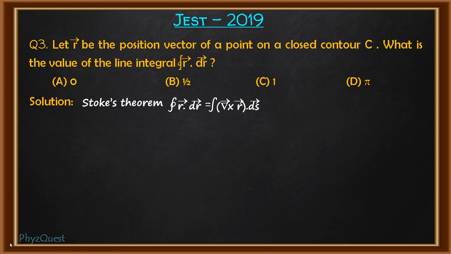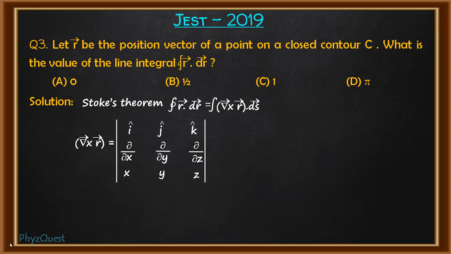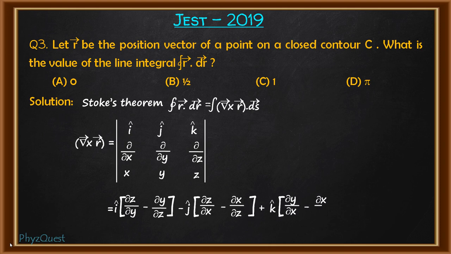So first let's check that. Del cross r, by using the determinant definition of curl, will be equal to the determinant with rows i cap, j cap, k cap; del by del x, del by del y, del by del z; and the components of position vector r, which are x, y and z. So when we solve this, this will be i cap (del z by del y − del y by del z) − j cap (del z by del x − del x by del z) + k cap (del y by del x − del x by del y). So here all the terms go to 0. So ultimately the answer is 0.